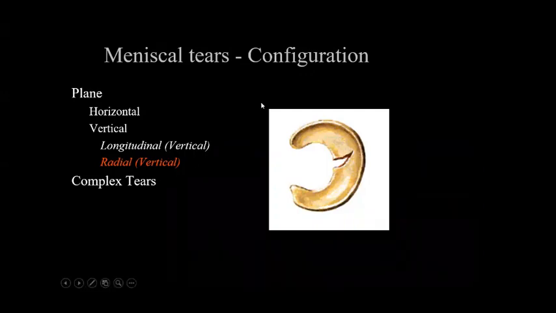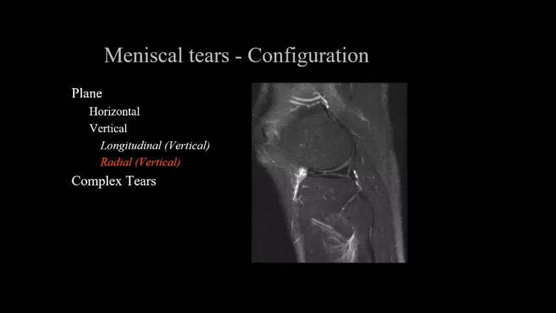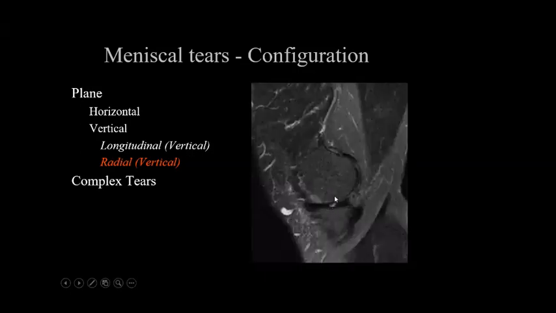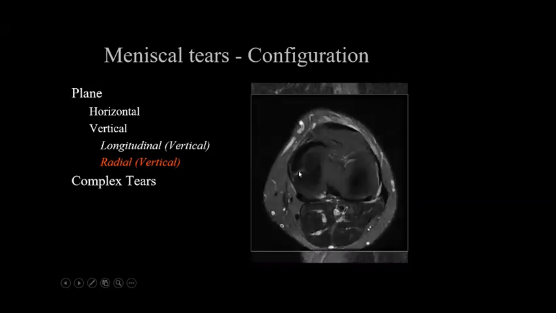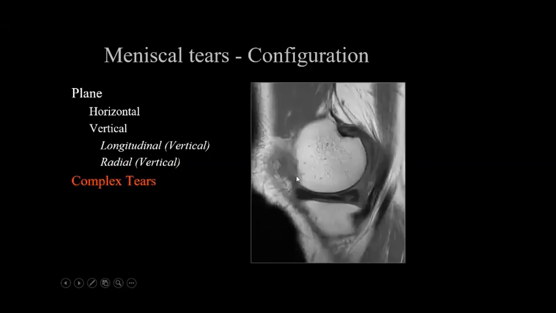We have another type of vertical tear considered the vertical radial tear, and this is how a vertical radial tear looks like. On MRI scan, we see the fluid-filled cleft in the free margin of the body of the lateral meniscus, and also we see here a vertical fluid-filled cleft in the body of the medial meniscus. On the axial proton density fat-saturated sequence, you can still see the fluid-filled cleft, the radial tear involving the body of the medial meniscus. And as I mentioned earlier, complex tear means a tear in multiple directions.